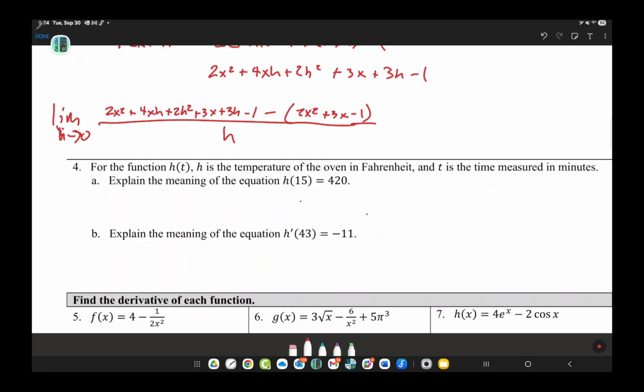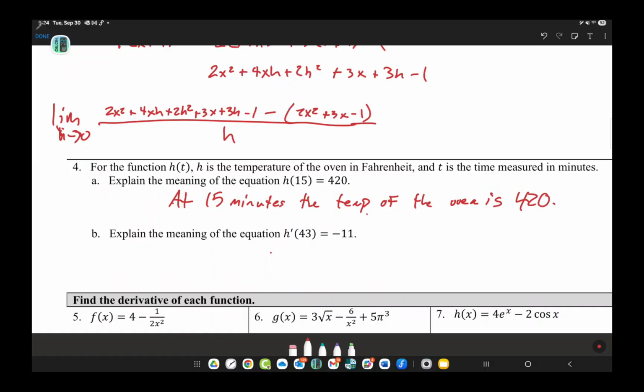You will have this question, and I'm going to make sure you really do pay attention to the important parts you need to have. Okay? If you're given a function, one, make sure what this function is. So make sure it's not a rate function itself. So for the function h of t, if h is the temperature of the oven in Fahrenheit, t is the time. So that means after a certain amount of time, we have a certain temperature. That's it. So at 15 minutes, the temp of the oven is 420.